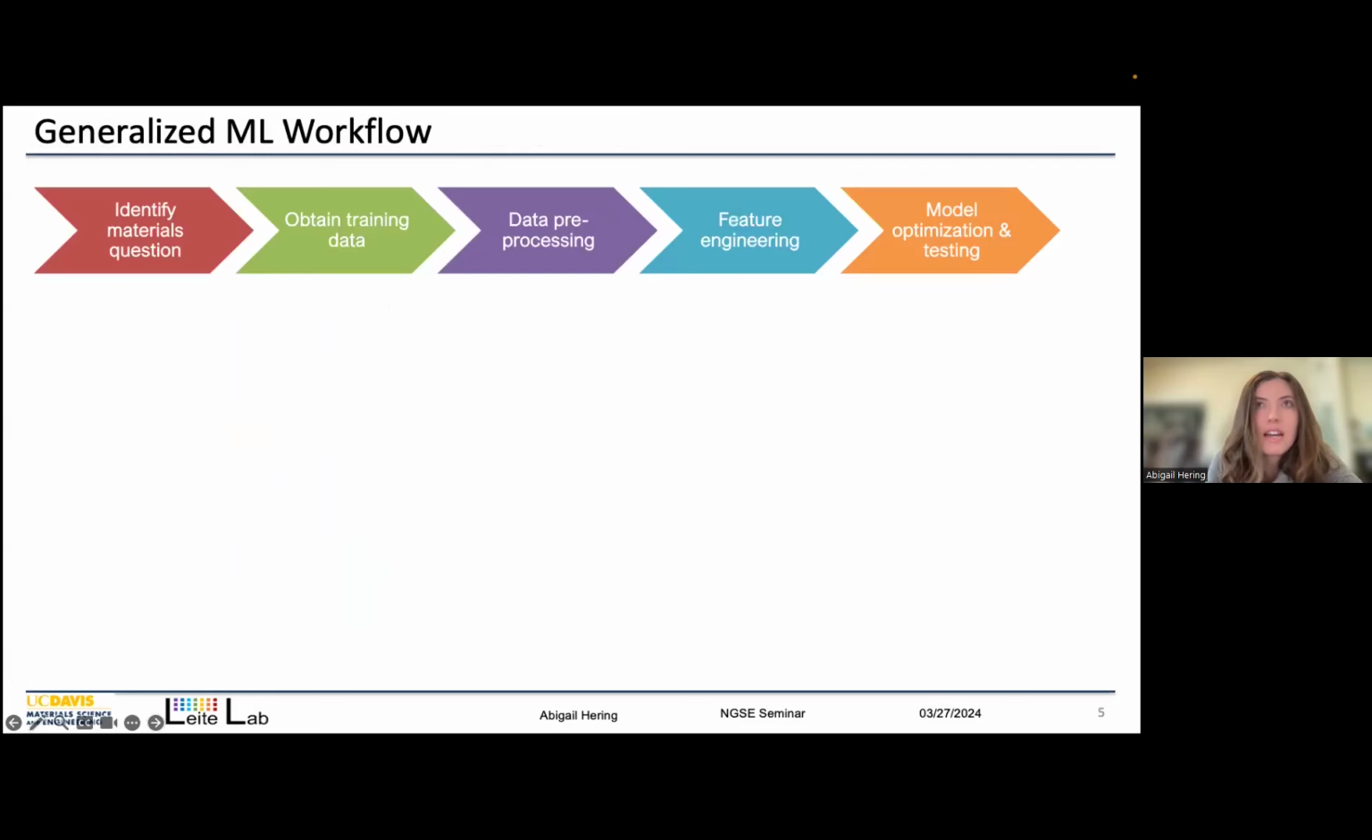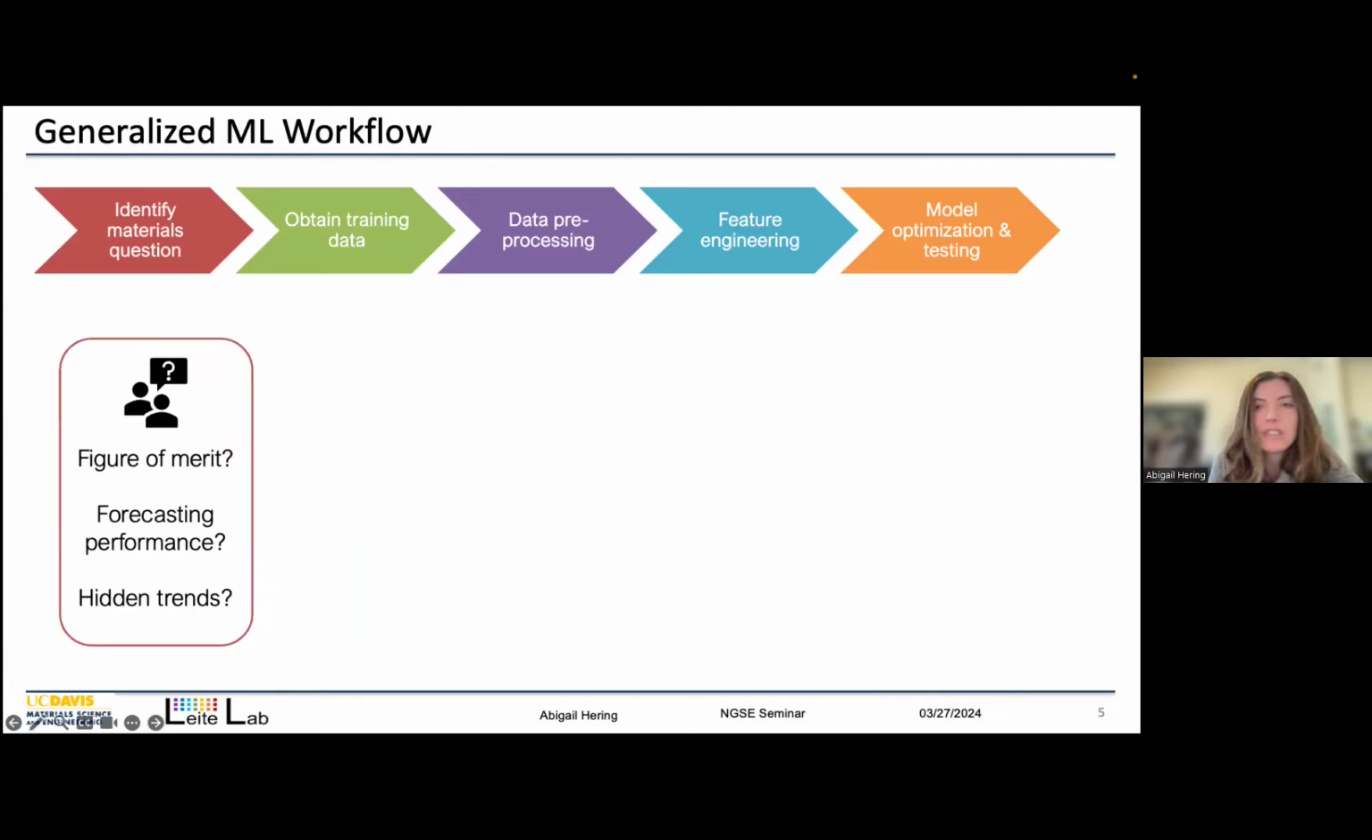Next I will go over a project roadmap, sort of a workflow for applying machine learning. First, we need to identify the materials question that we're trying to answer. For example, are we trying to predict a figure of merit? Are we trying to forecast future performance? Or are we trying to find a hidden trend in the data that maybe we couldn't see otherwise?